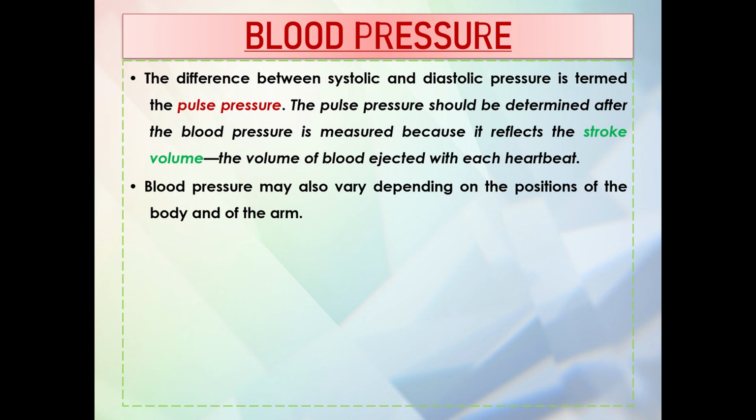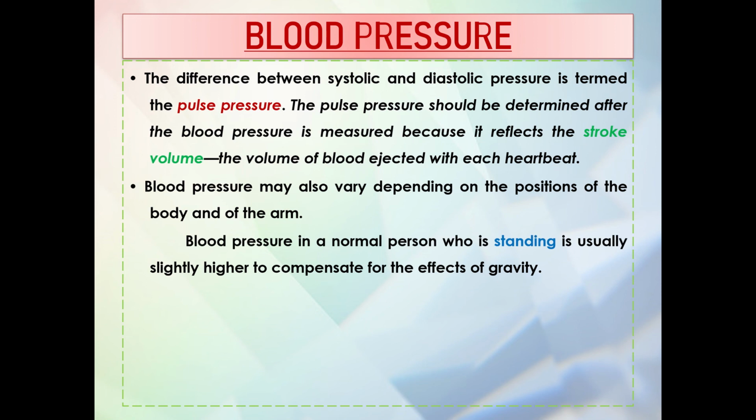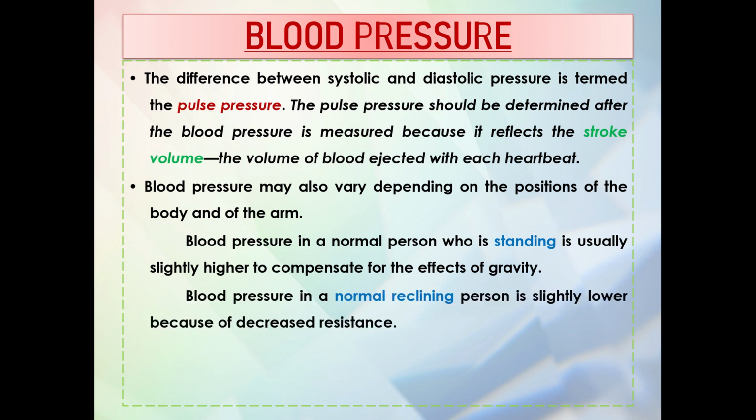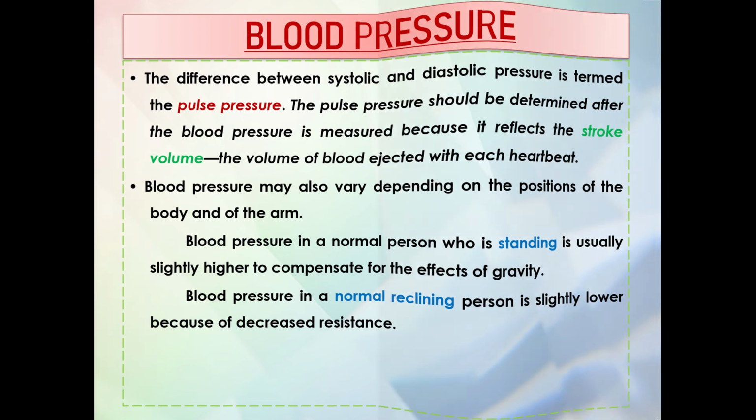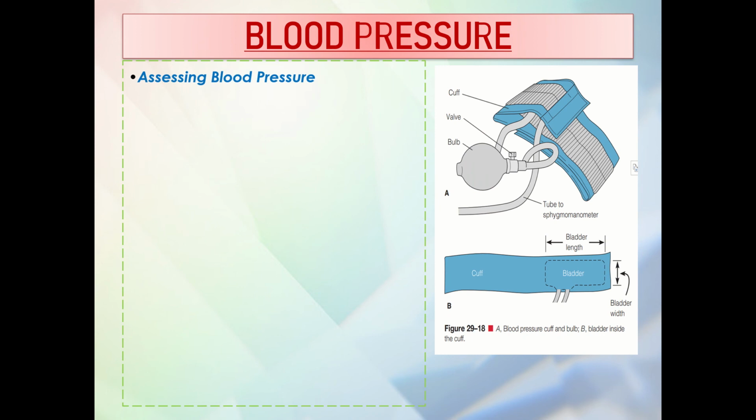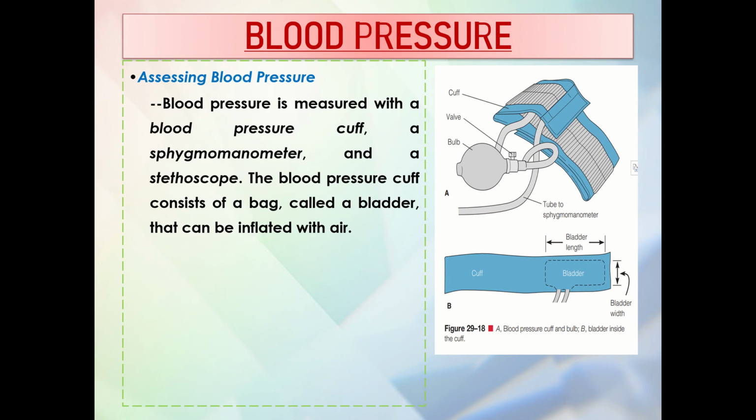Blood pressure may also vary depending on the positions of the body and of the arm. So blood pressure in a normal person who is standing is usually slightly higher to compensate for the effects of gravity. So kung nakatayo, somehow mas tumataas yung BP kasi nga because of the influence of the gravity. While blood pressure in a normal reclining person, or for example, nakaupo siya, that is slightly lower because of the decreased resistance. Usually, pinapaupo natin yung patient when we are getting the vital signs. I mean, blood pressure.